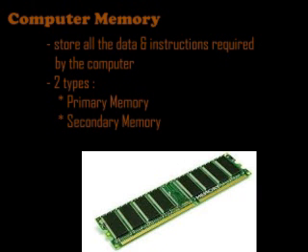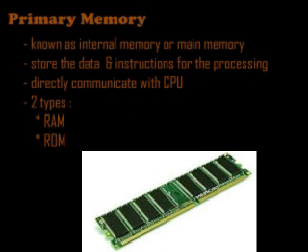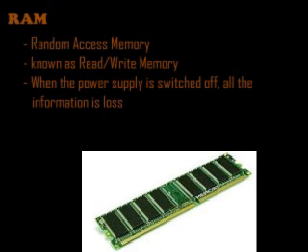Understand? Computer memories are of two types: primary memory and secondary memory. The first type is primary memory. It is also known as internal memory or main memory. It stores the data and instructions for processing. The data and instructions needed for calculation are stored in this primary memory. Primary memory communicates directly with the CPU. It has two types, RAM and ROM.